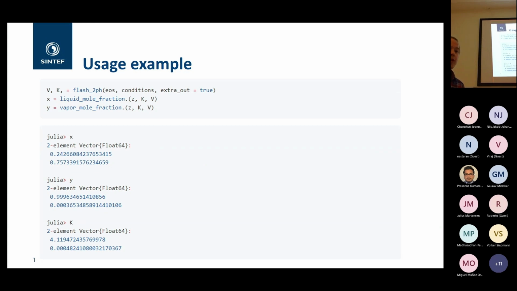And we can go a bit further. We can say, okay, I want some extra outputs. I want the equilibrium constants. And from the equilibrium constants, you can get the liquid mole fractions, telling you how much there is of the light and heavy component in each phase. And the vapor mole fractions, which is how much of the components are in the vapor phase. And you see that one of the components really doesn't want to be in the vapor phase. It's a heavy component.